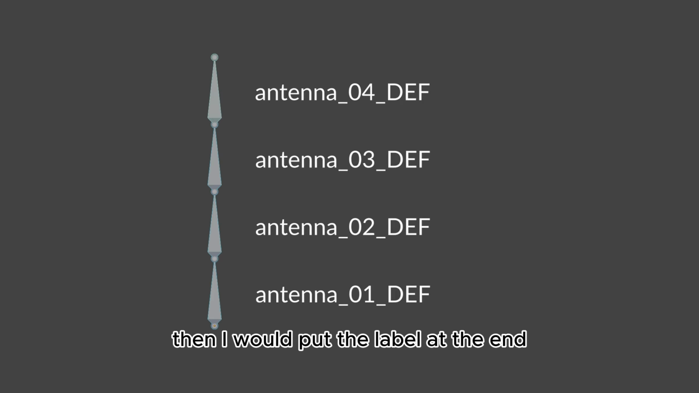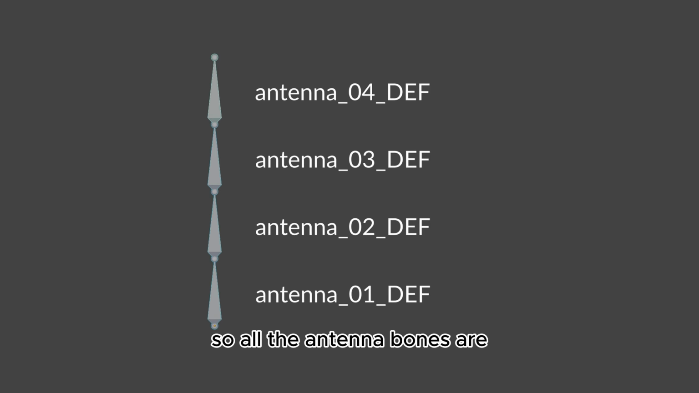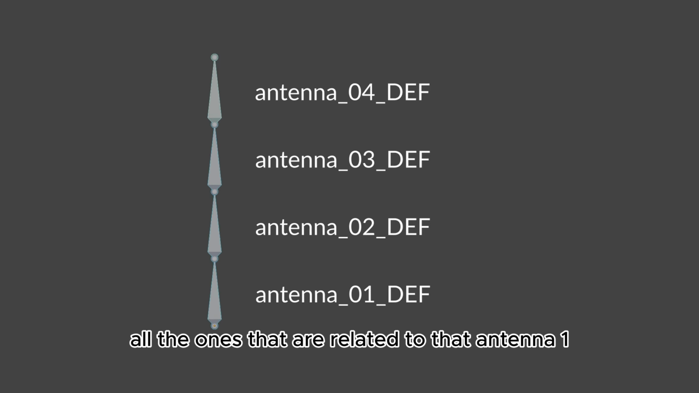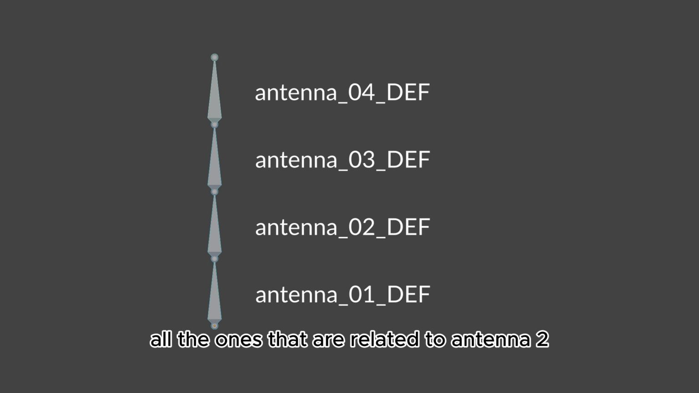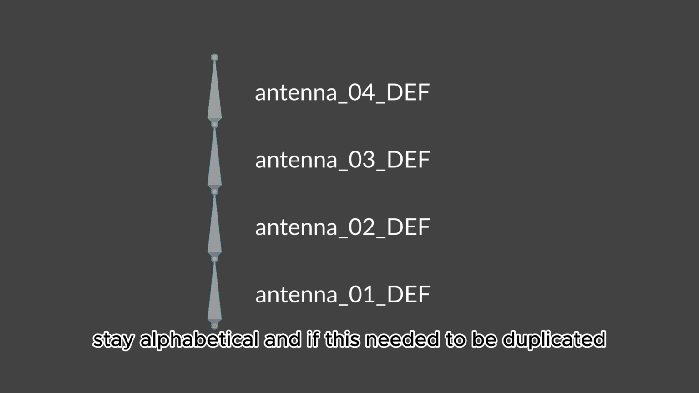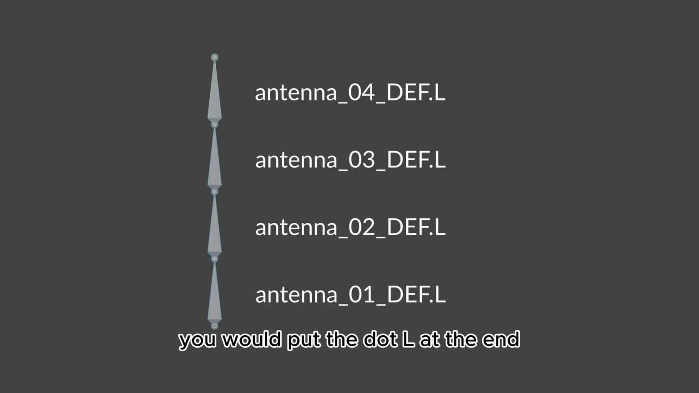I would put the label at the end, so all these bones still remain alphabetical. So all the antenna bones, or all the ones that are related to antenna 1, stay alphabetical. All the ones that are related to antenna 2 stay alphabetical. And if this needed to be duplicated across to the other side, you would put the .L at the end.